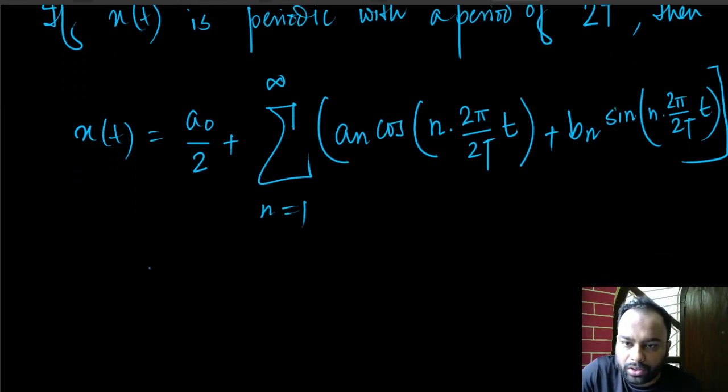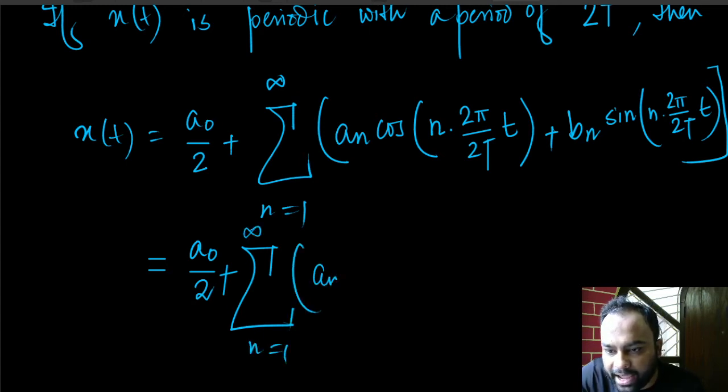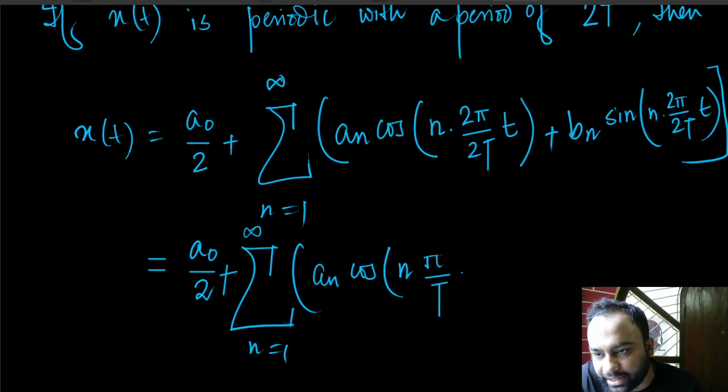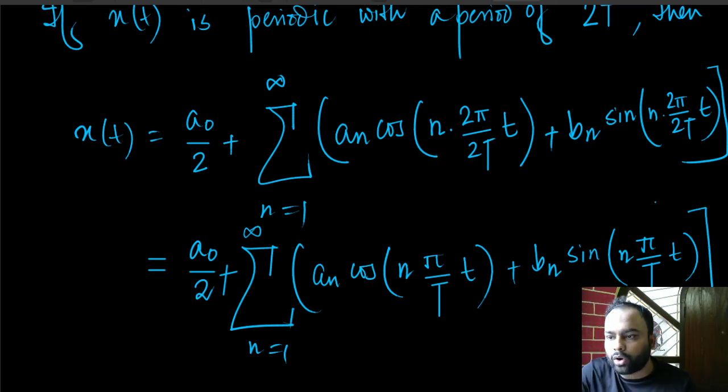Okay? So these sinusoids, if I simplify this further, I have a0 by 2, summation n equal to 1 to infinity, and I have an cos n pi by T into t plus bn sine n pi by T into t. Right? So what did we just do? We did a time scaling.